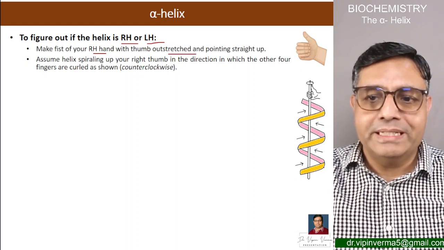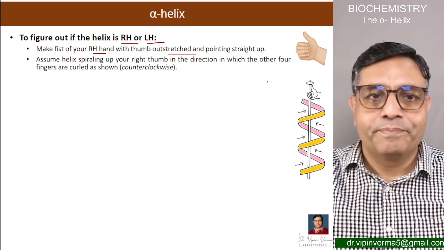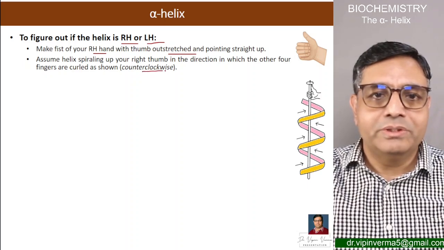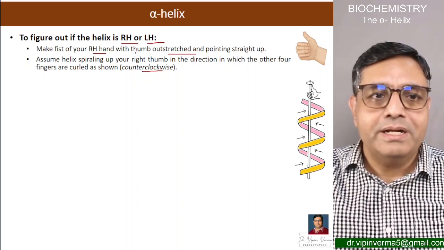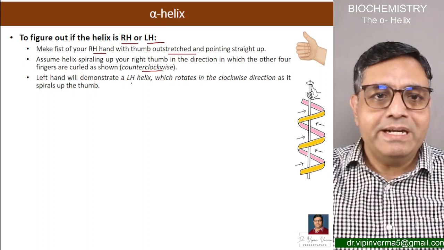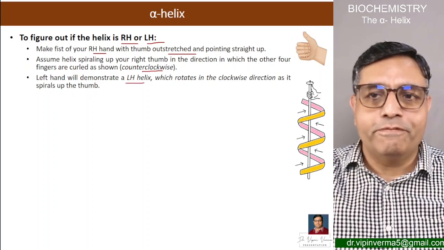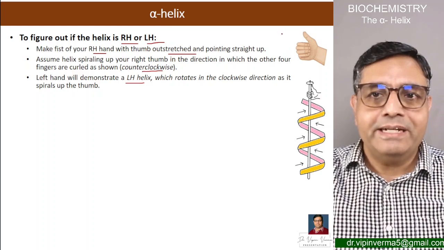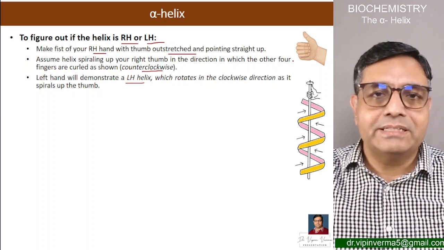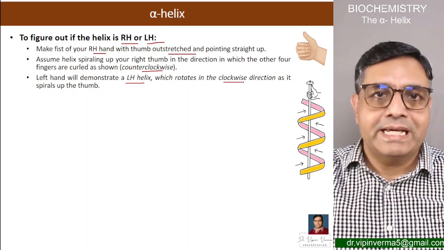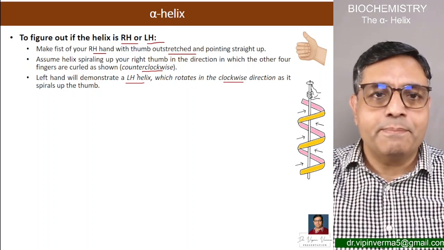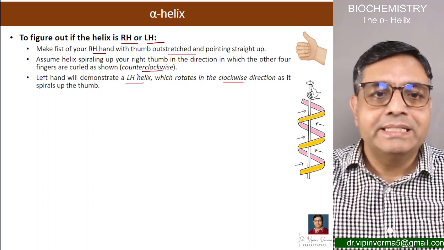So if we start doing this, then it will come like this, this and so on. So it is counterclockwise. So this is your right hand helix. In any helix you can find out whether it is right hand or left hand. So the left hand will demonstrate a left hand helix. So now instead of using your right hand, you use your left hand, your thumb up, and then the fingers are curling, and then you can rotate the helix upward and you will find whether it is the left hand helix, and that will rotate in the clockwise direction. Alright, so that's how we determine whether a particular helix is right handed or left handed.